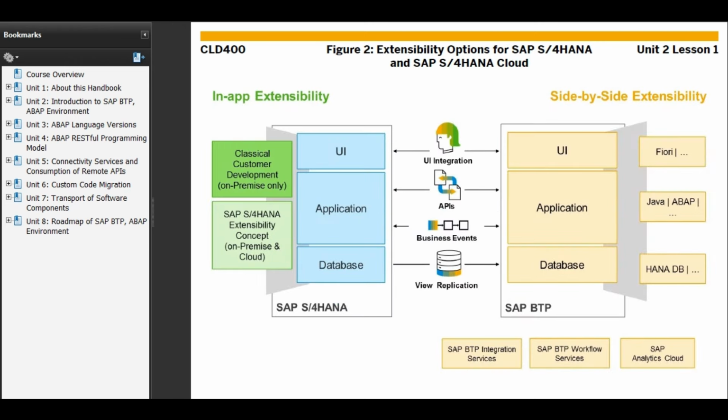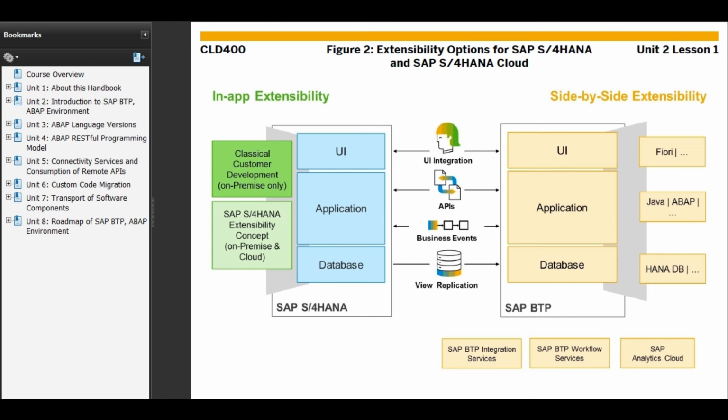Now we have in-app extensibilities: all the applications which we develop internally in S/4HANA, as well as whatever we enhance within the S/4HANA application, is considered in-app extensibility. You can see on the left side we have SAP S/4HANA, and we are getting integration. We can integrate database with database, application to application, and UI to UI. For database to database, we have the view replication process; for application to application, we can connect making use of business events or APIs; and for UI to UI, we can go for UI integration.